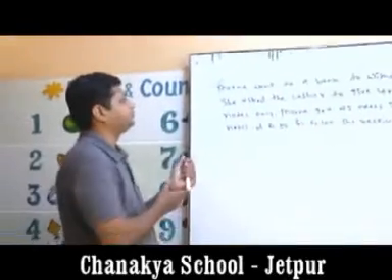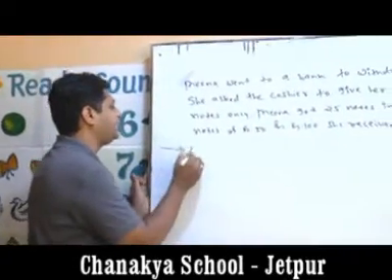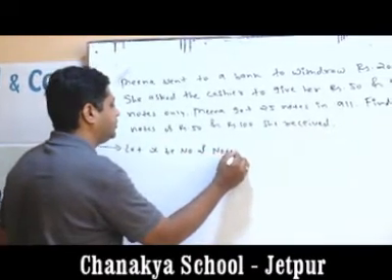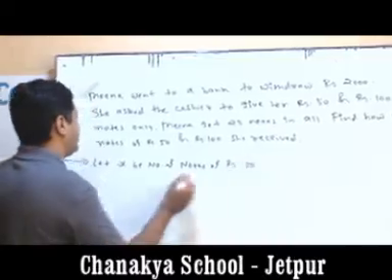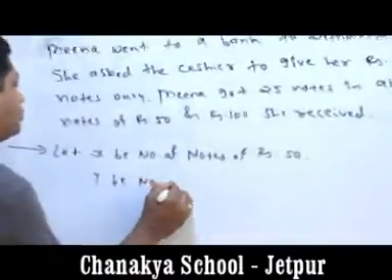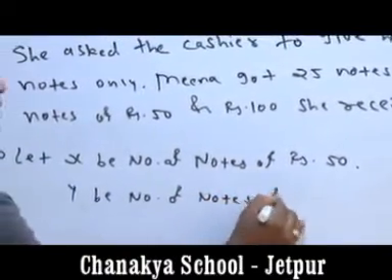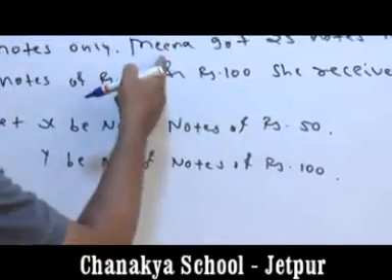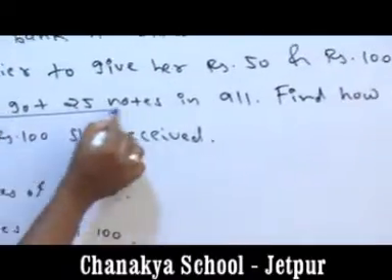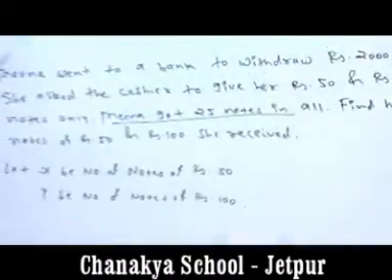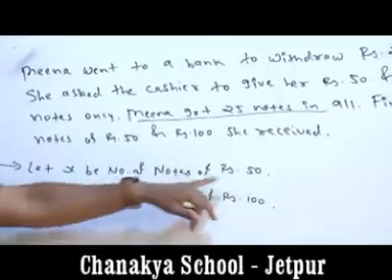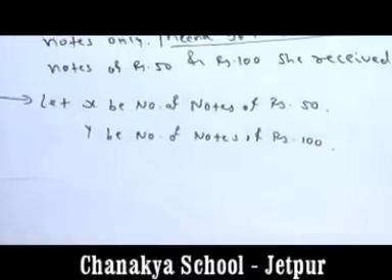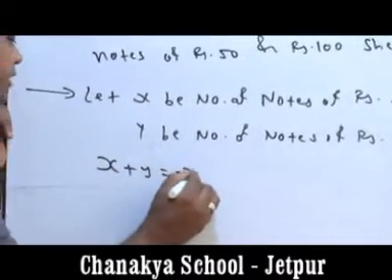Okay students, now first step will be let x be the number of notes of rupees 50 and y be the number of notes of rupees 100. In total she has 25 notes here. Meena got 25 notes in all, including rupees 50 notes and rupees 100 notes. She got 25 notes in all, that is x plus y equal to 25, equation 1.